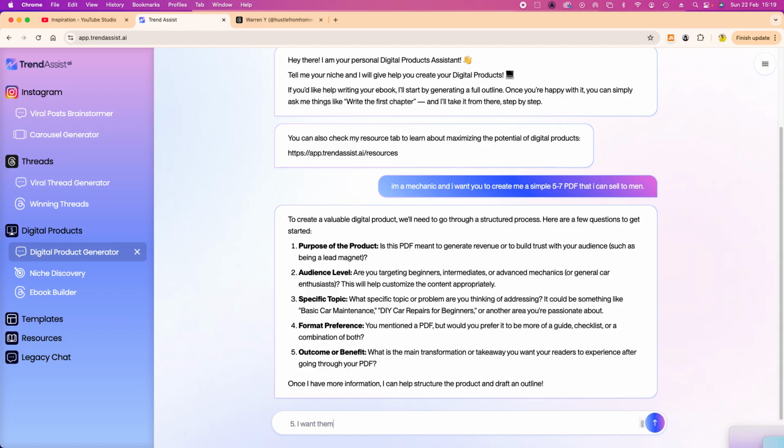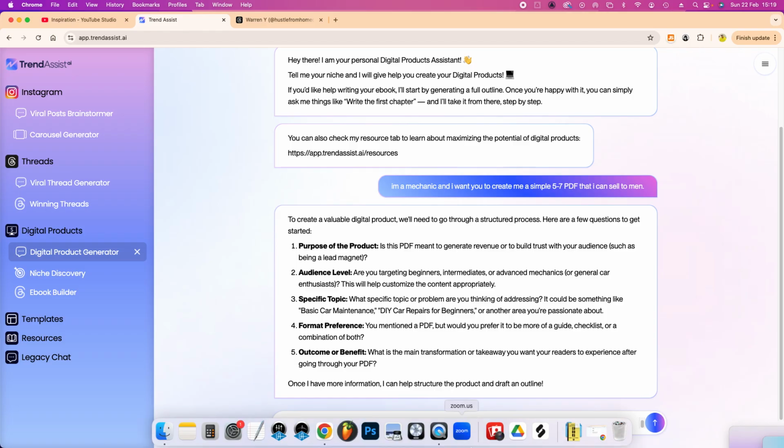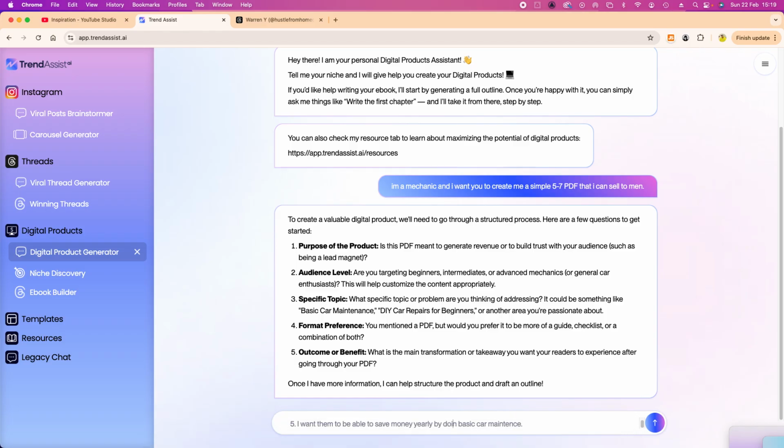I want them to be able to save money yearly by doing basic car maintenance. Right, so we're helping them save money. We're tying that in, right? Because why would anyone want to basically maintain their own car? Let's think about the why behind doing it. No one's just doing things for nothing. They are doing it for a reason, and we're going to help them save money.